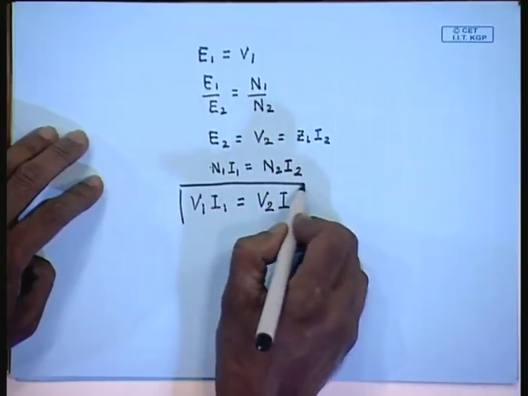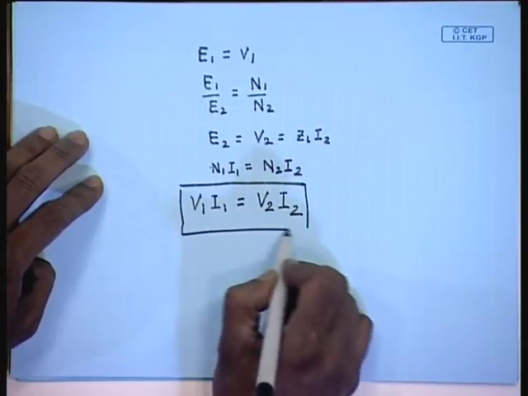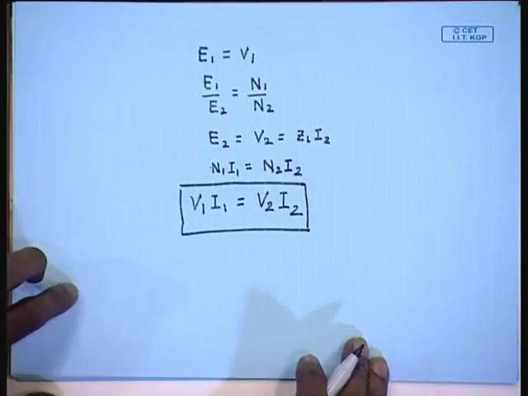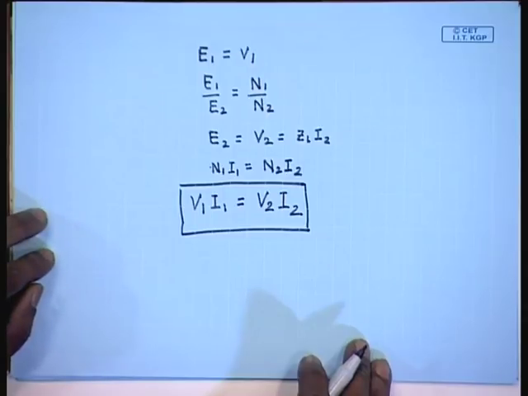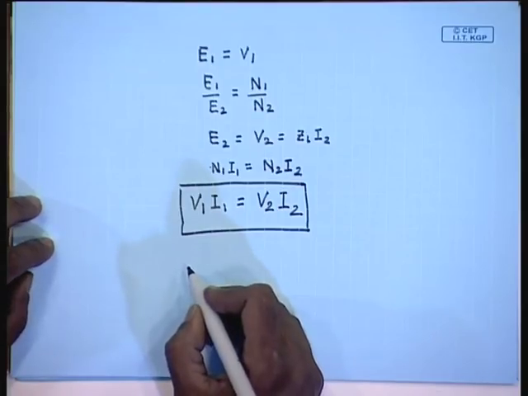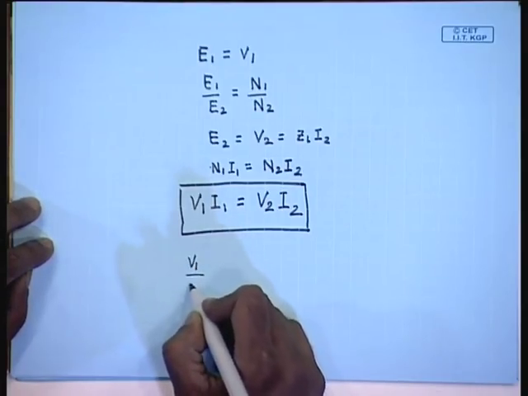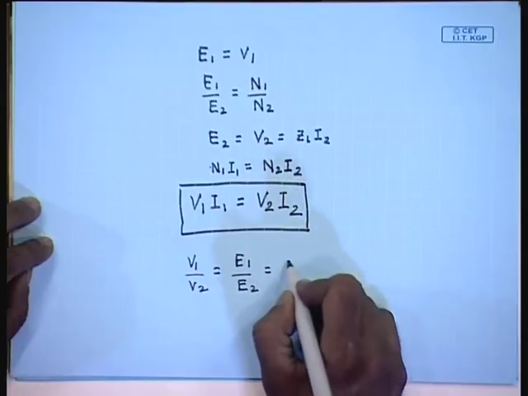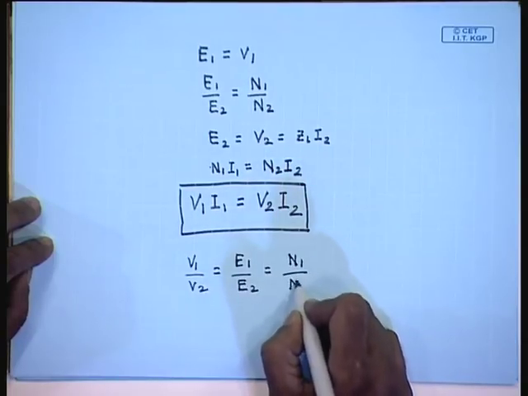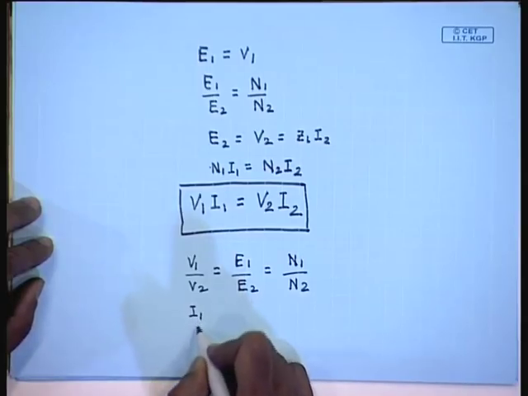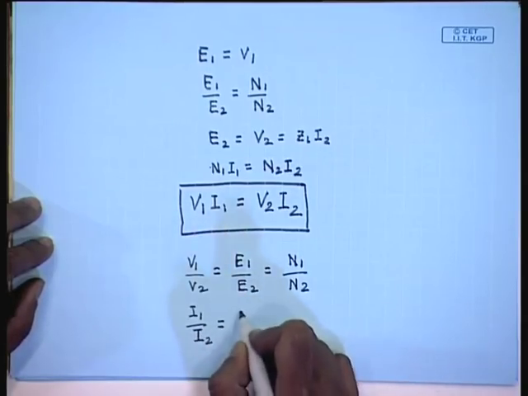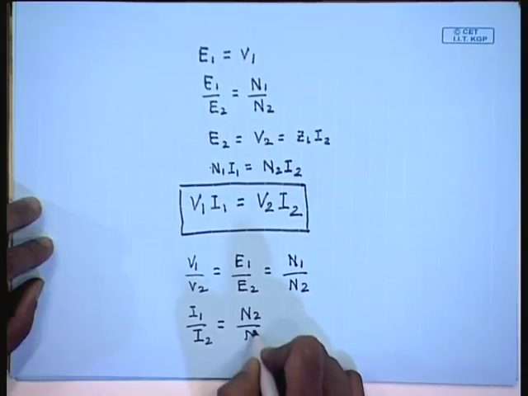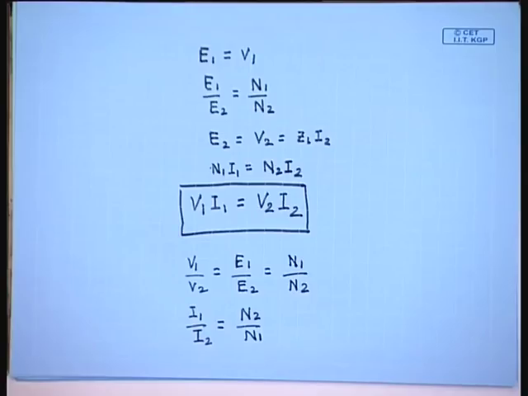That is, an ideal transformer is a pure energy converter whose input VA is always equal to the output VA, and the voltage and current are transformed by the turns ratio, that is, V1 by V2 equal to E1 by E2 equal to N1 by N2. Similarly, I1 by I2 equal to N2 by N1. This relation holds for an ideal transformer.